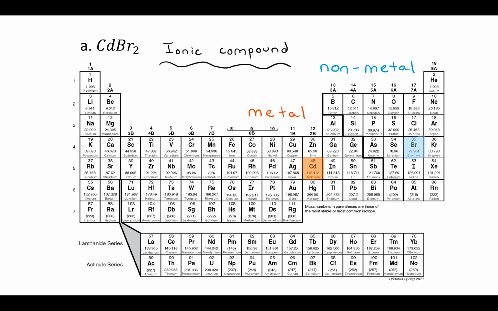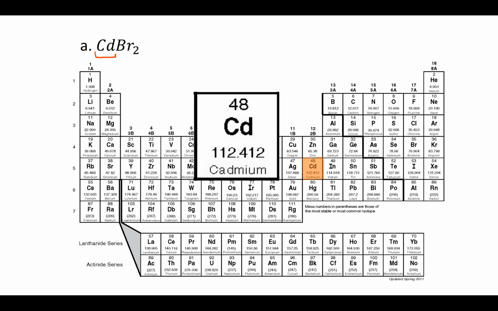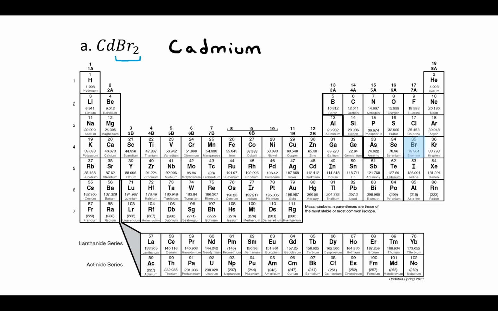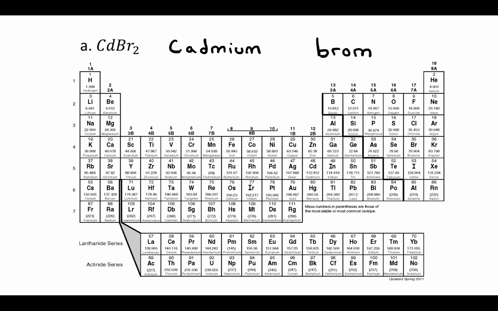Now to name ionic compounds, take the first element and name it exactly as it is named on the periodic table. So here Cd is cadmium. For the second element, take just the first syllable from the name on the periodic table. So here it's bromine, the first syllable is brom. And add the ending -ide, I-D-E, to show that it's in a compound. Now, normally, this would be the full name.